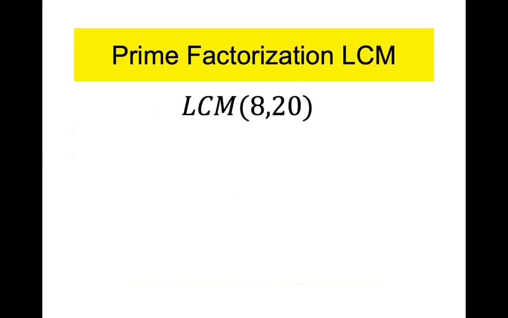All right, here's how it's done. We already did this one, 8 and 20. The answer is, what was it? 8 and 20. The answer is 40. Okay.